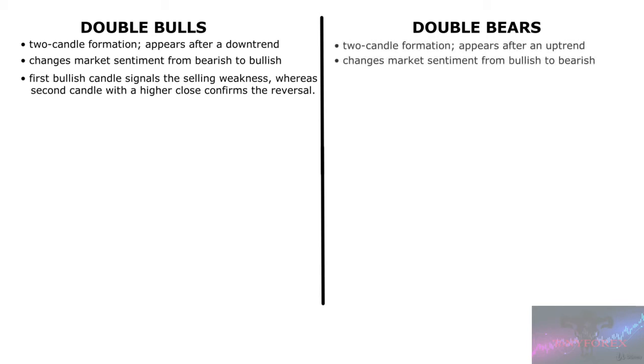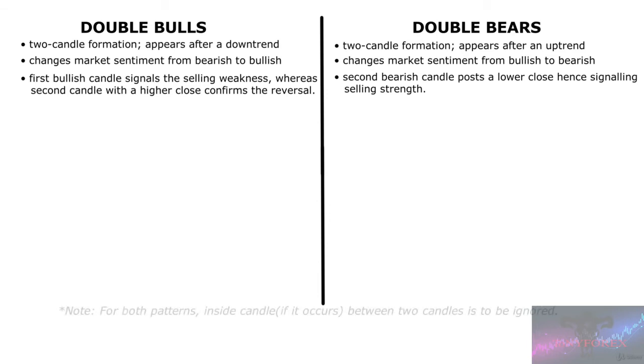On the other hand, a double bear pattern terminates an uptrend as sellers enter in large numbers. The second candle in a double bear pattern must have a lower closing price when compared to the first candle's closing price. Both of these candles must be of the bearish color, hence confirming the selling pressure in the market.